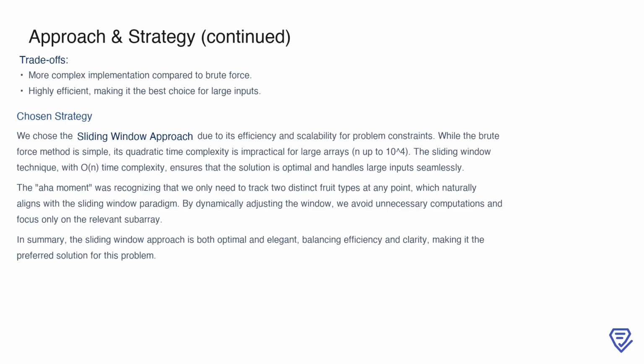While the brute force method is simple, its O(n squared) time complexity renders it impractical for larger arrays with n up to 10,000. The sliding window approach, on the other hand, with its linear O(n) time complexity, scales seamlessly to larger inputs. The breakthrough in this problem lies in recognizing that we only need to track 2 distinct fruit types at any given time, which aligns perfectly with the sliding window paradigm.